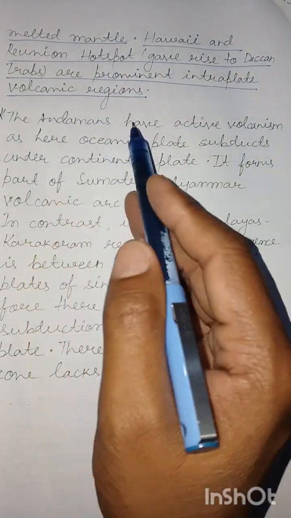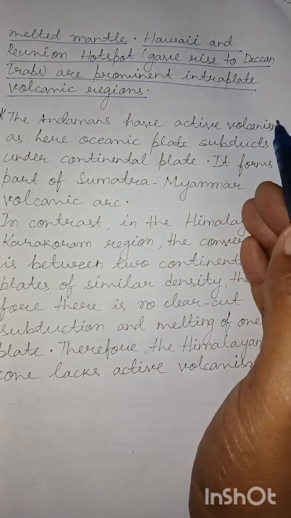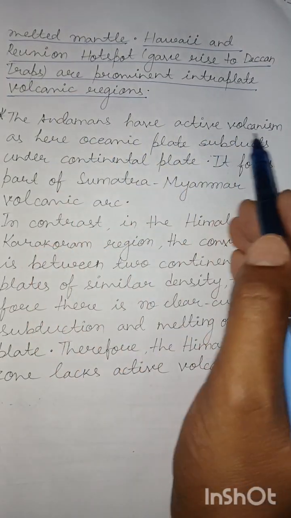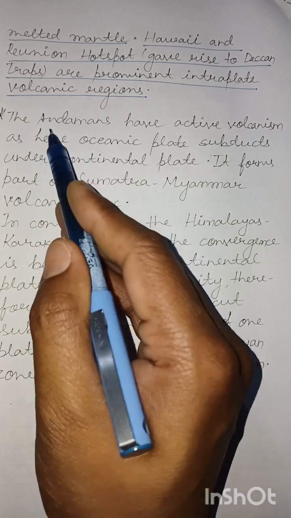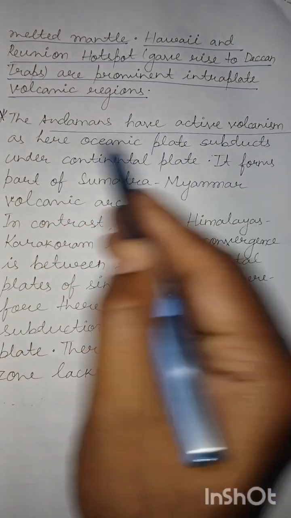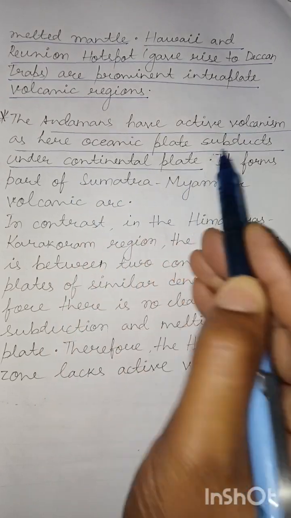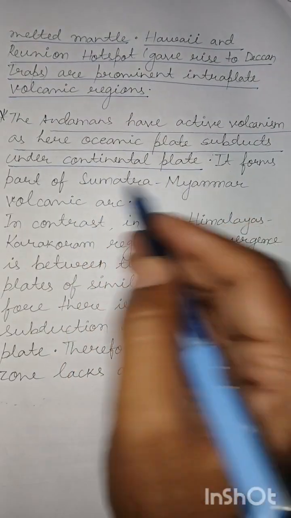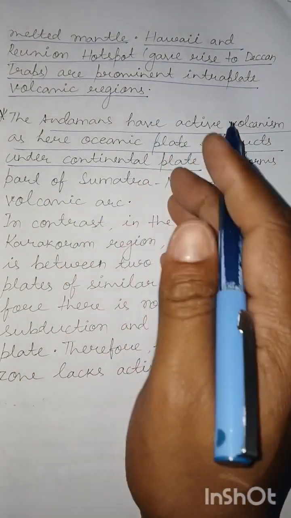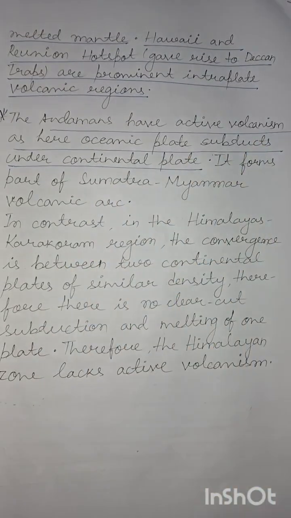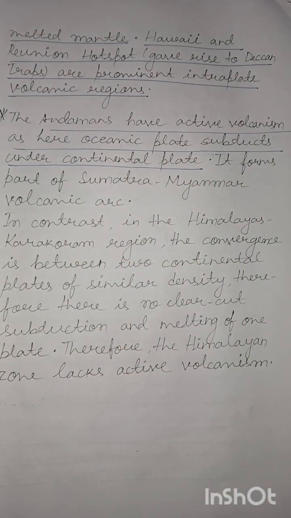Now coming to this part of the question: why do the Andamans have volcanism while the Himalayas do not? The Andamans have active volcanism, as here the oceanic plate subducts under the continental plate. It forms part of the Sumatra Myanmar volcanic arc. The Andamans actually form part of the Sumatra Myanmar volcanic arc, situated between Myanmar and Indonesia.